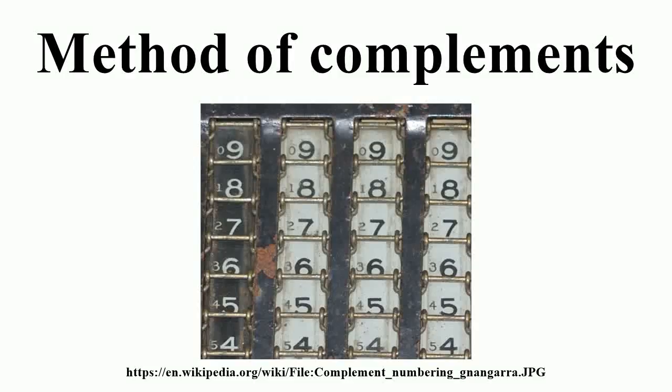In mathematics and computing, the method of complements is a technique used to subtract one number from another using only addition of positive numbers. This method was commonly used in mechanical calculators and is still used in modern computers. The nines' complement of a number is formed by replacing each digit with 9 minus that digit.